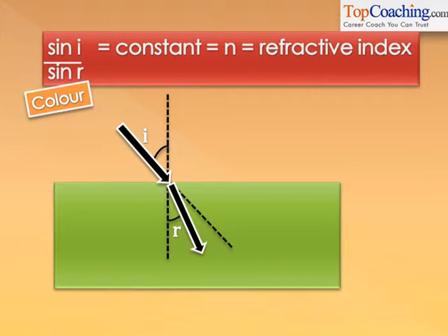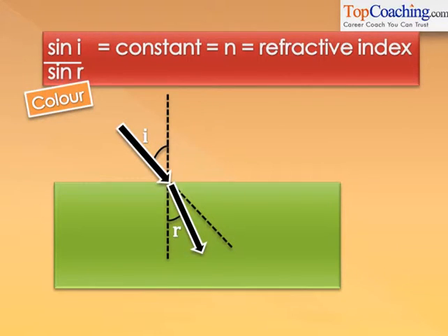You must also remember that sin I by sin R is constant only for light of a particular color. This means that if you allow red light to fall on a glass block, and if you allow violet light to fall on a glass block, then sin I by sin R will be different for red light and it will be different for violet light. Understood? So sin I by sin R is only constant for light of a particular color for any two given pair of media.